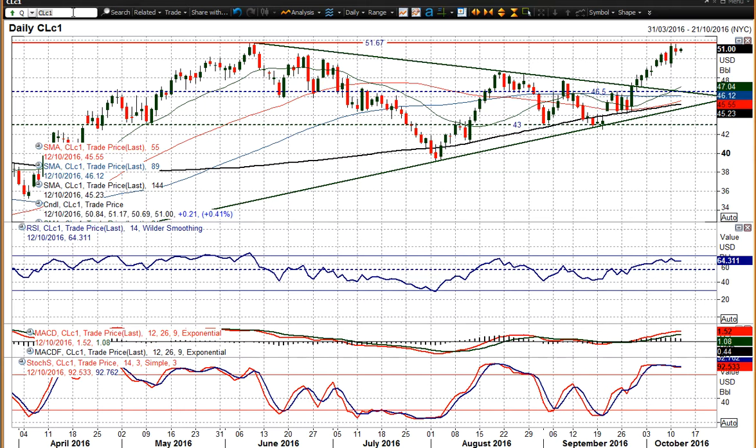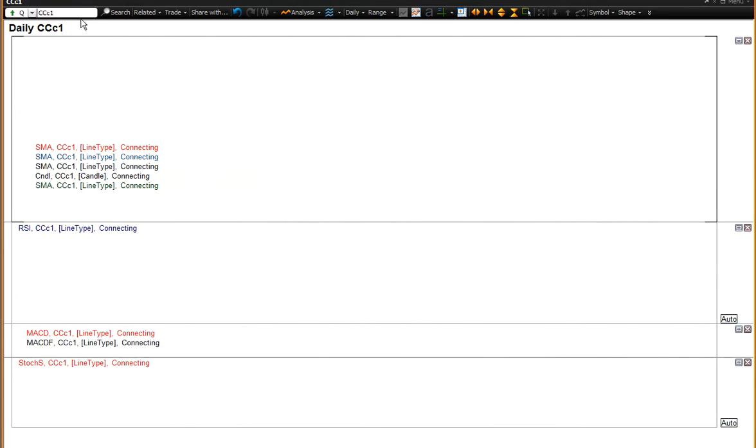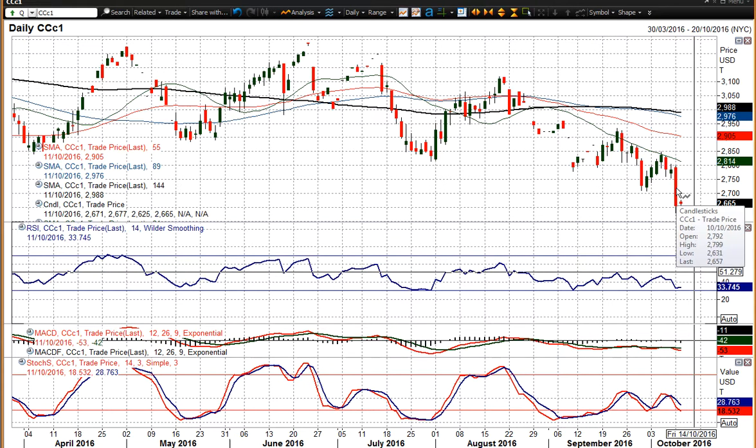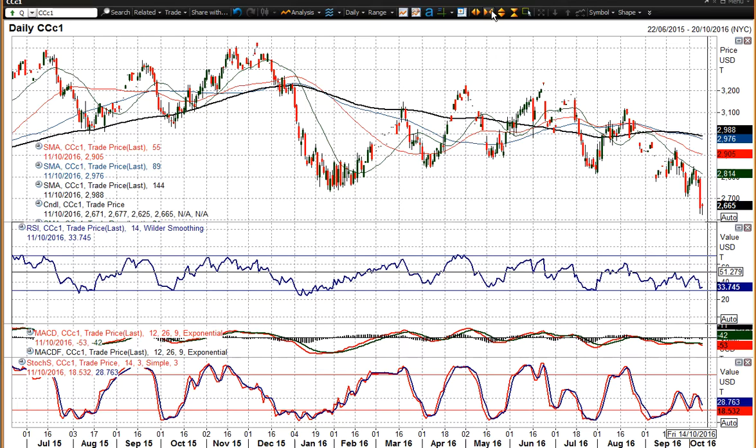And finally cocoa, CCC1. It looks pretty strong to the downside in terms of the momentum. It looks as though the bears really are in control of this one. That big strong bear candle, what a move that was yesterday. That really did significantly change the outlook yesterday, and we're not really showing too much sign of a recovery. I think rallies are a chance to sell.